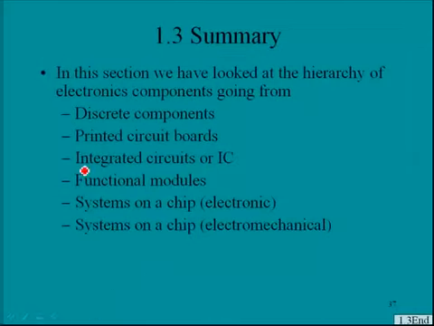Okay, in summary, in section 1.3, we've looked at the hierarchy of electronics components, and we went from the discrete components to printed circuit boards, to integrated circuits or ICs, to functional modules, to complete electronic systems on a chip, and to complete electromechanical systems on a chip.